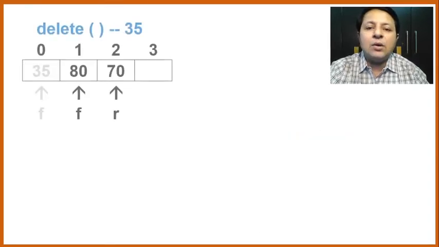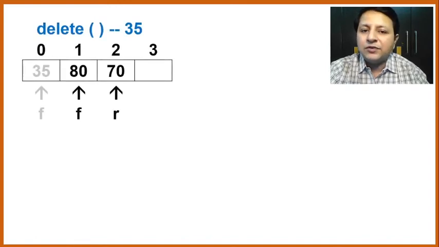Now let us try one delete. If I'm deleting now, what will happen is it will first check whether the queue is empty, which it is not. So the element at F will be stored in Z. Let us assume that there is a temporary variable Z which will store Q of F, which is 35. As I'm deleting 35, your F pointer has to be incremented. So my F will go from 0 to 1, and this is how the queue will look like after delete, and finally 35 will be returned. Fine, so currently this is the status of the queue.